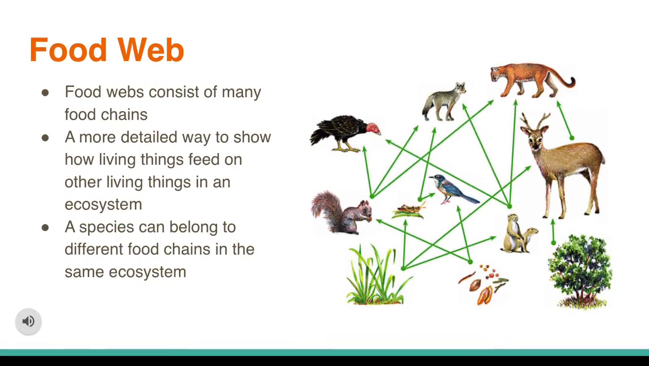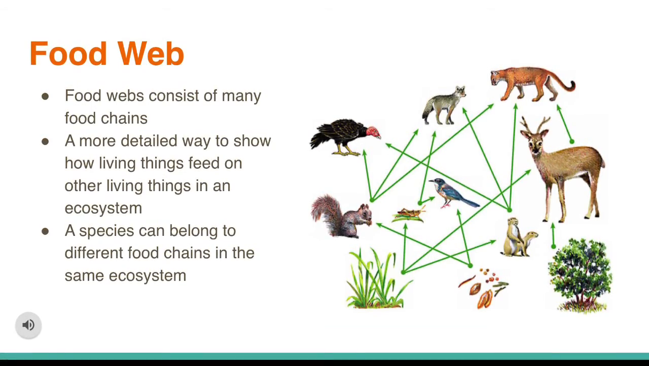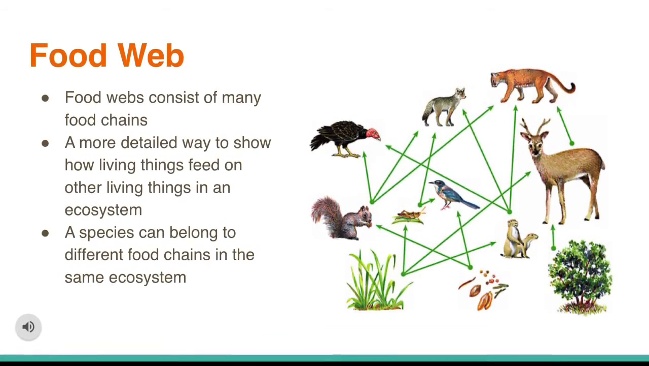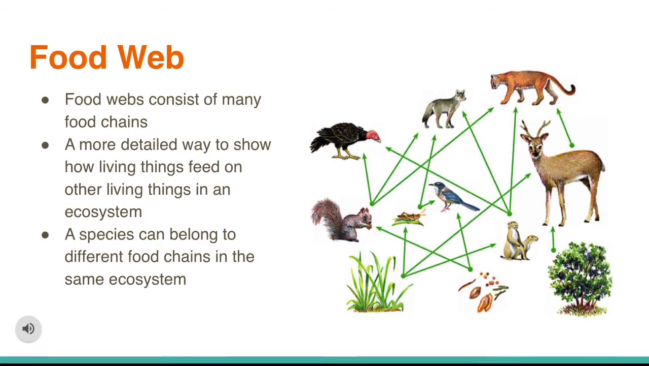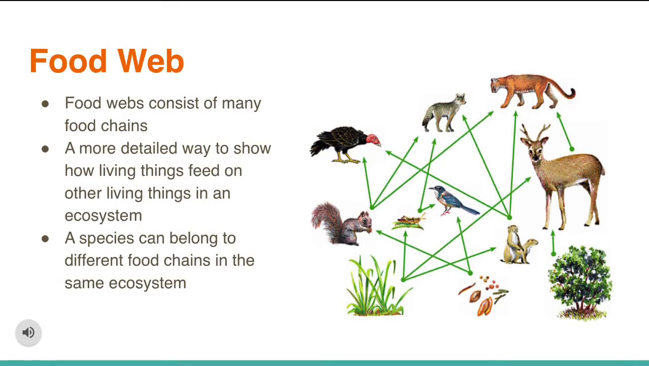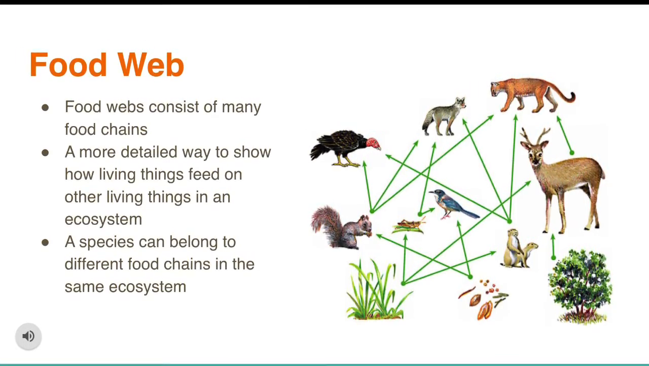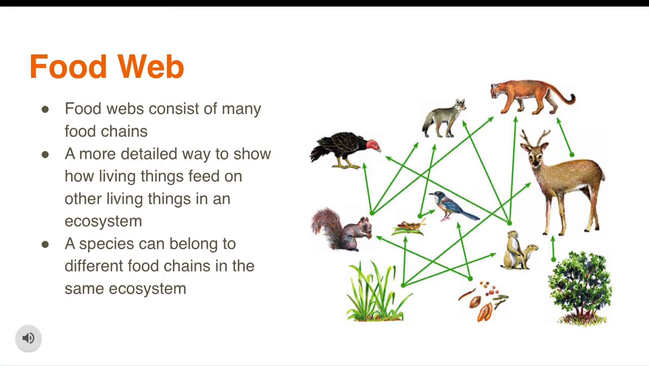Food web. Food webs consist of many food chains. It's a more detailed way to show how living things feed on other living things in an ecosystem. A species can belong to different food chains in the same ecosystem.